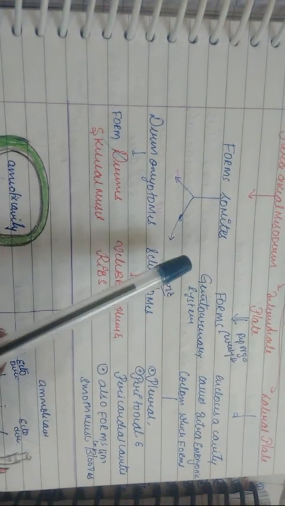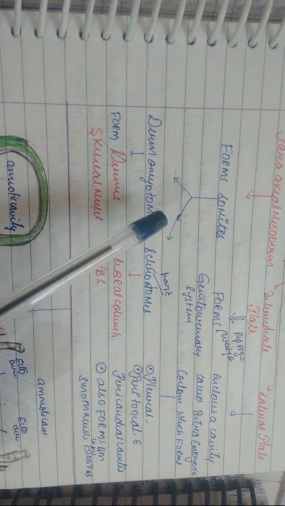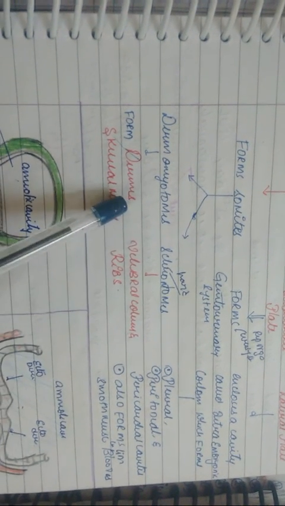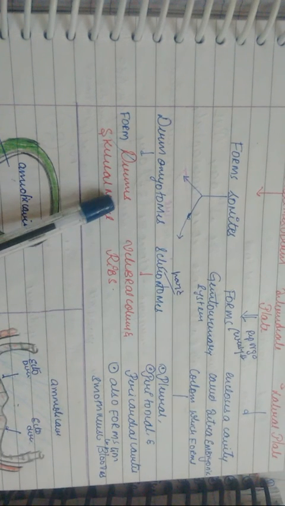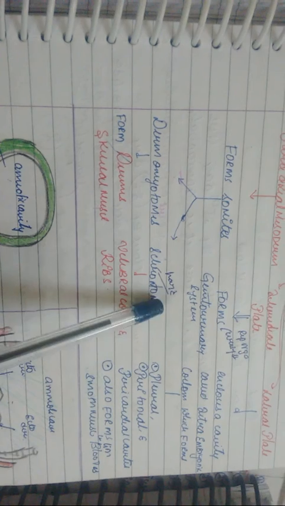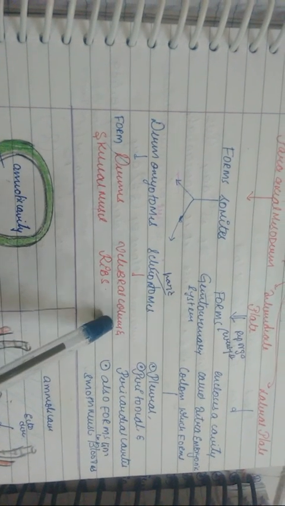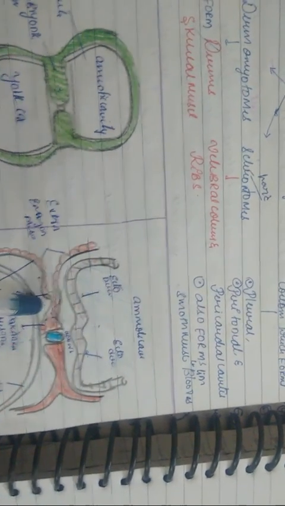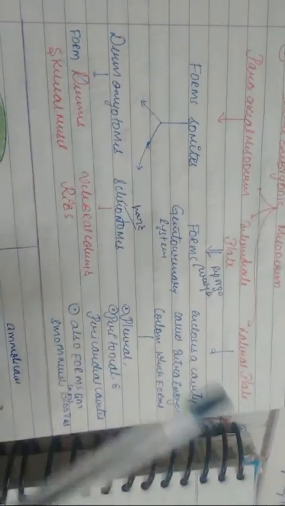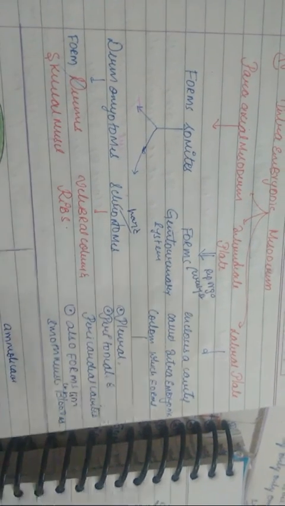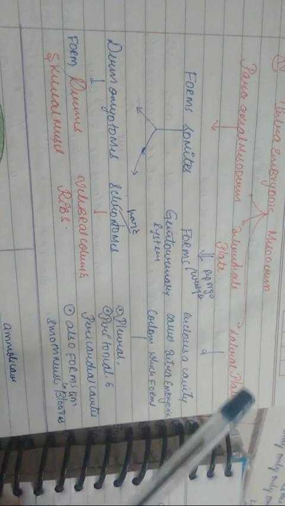So these somites can be dermomyotomes and scleromyotomes. The dermomyotomes form dermis and skeletal muscle, and the scleromyotomes, since sclera is hard, form hard substances like the vertebral column and the ribs. The intermediate mesoderm forms the genitourinary system. What is the genitourinary system? The system which is related to the reproductive and urinary systems.